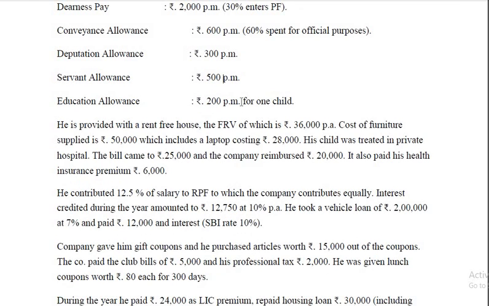Maximum deduction available is for 2 children. So 100 per child for 12 months. For 2 children, deduction is available. So here only one child is there, so therefore no problem. 200 into 12 into 1. He is provided with a rent-free house, the fair rental value of which is 36,000 per annum.